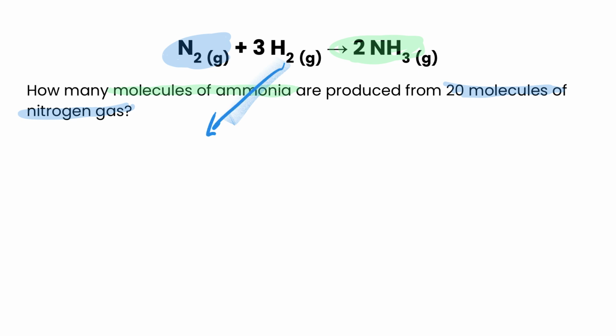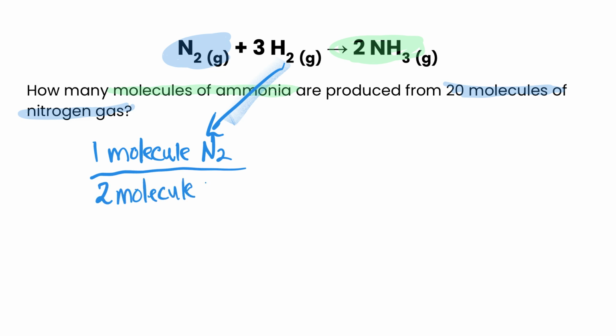On one side of our equation, we're going to take our known ratios from our balanced chemical equation. So we know that 1 molecule of N2 is used for every 2 molecules of NH3 that is made. So this is our known values from our balanced chemical equation. On the other side of the equation, we're going to set it up so that we've got our value we're given in our problem, as well as what we're trying to solve for.